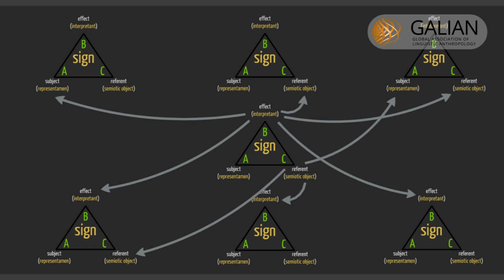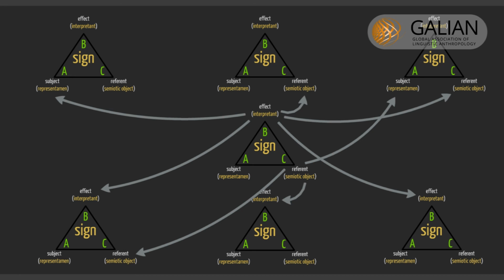It can combine with other parts of the triangle so that the effect becomes the referent, and the referent becomes the representamen. Or the effect can remain the effect, and the referent can remain the referent, and there can be a new representamen, and so forth. So you can see, it's really a way of describing all the different kinds of combinations that any of these three items on the triangle can have with each other, or alone, or with something else.